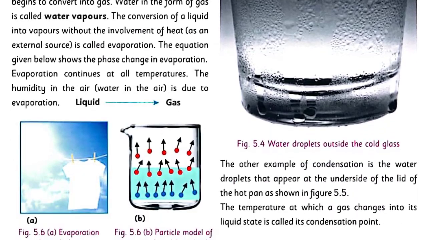Gas to liquid. Figure 5.4: Water droplets outside the cold glass. The other example of condensation is the water droplets that appear on the underside of the lid of the hot pan, as shown in figure 5.5. The temperature at which a gas changes into its liquid state is called its condensation point.